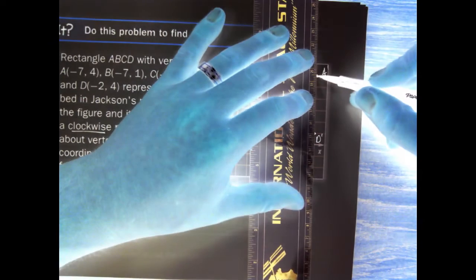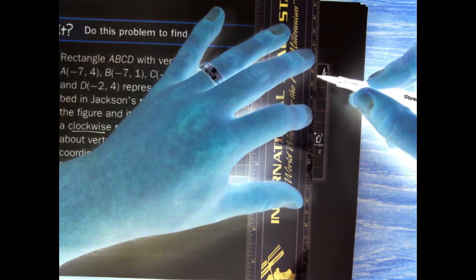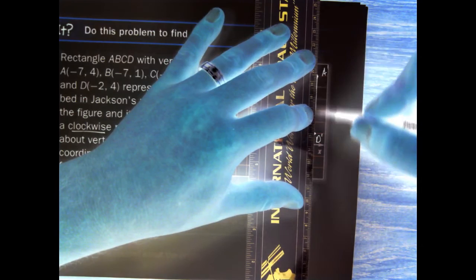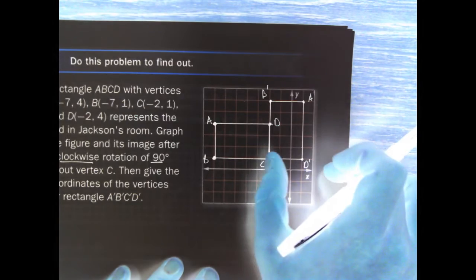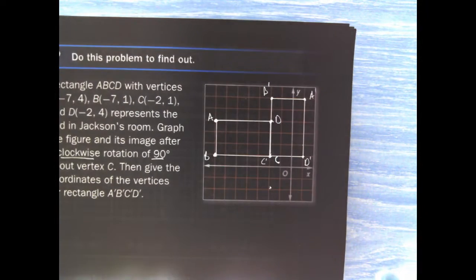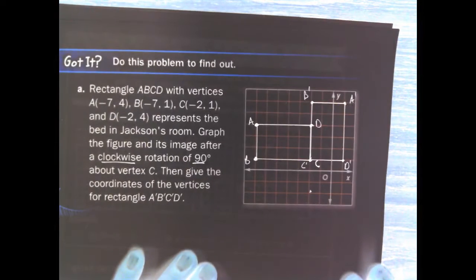Obviously, not when we're talking about the bed. The bed isn't standing up on its end. The bed has rotated within the room. So there you go. 90 degrees clockwise rotation from here. We turned it around C so that it's right there. And that's how that goes.